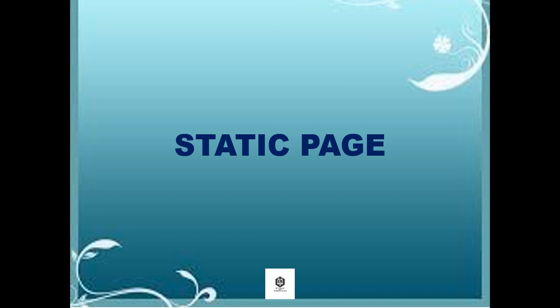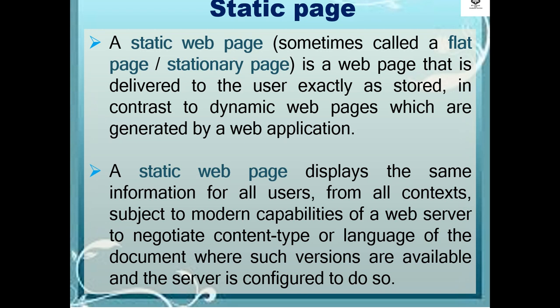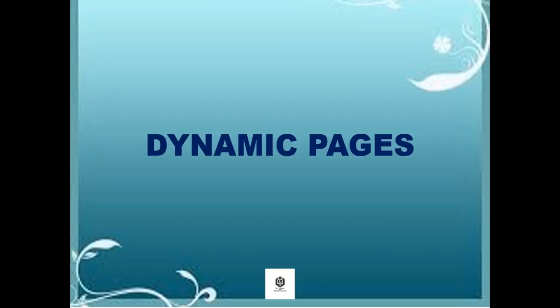Next is static page. A static or stationary page is a web page that is delivered to the user exactly as stored, in contrast to the dynamic web pages which are generated by a web application. A static web page displays the same information for all users from all contexts, subject to modern capabilities of a web server to negotiate content type or language of the document where such versions are available and the server is configured to do so.